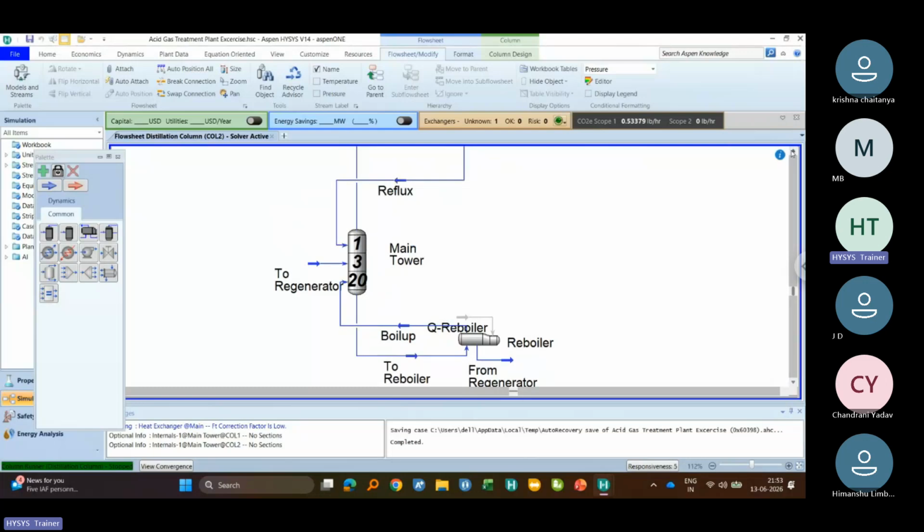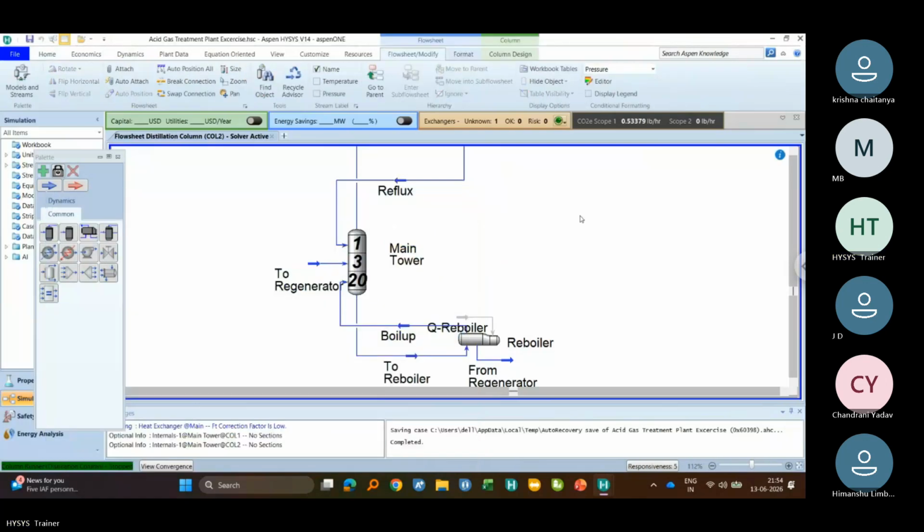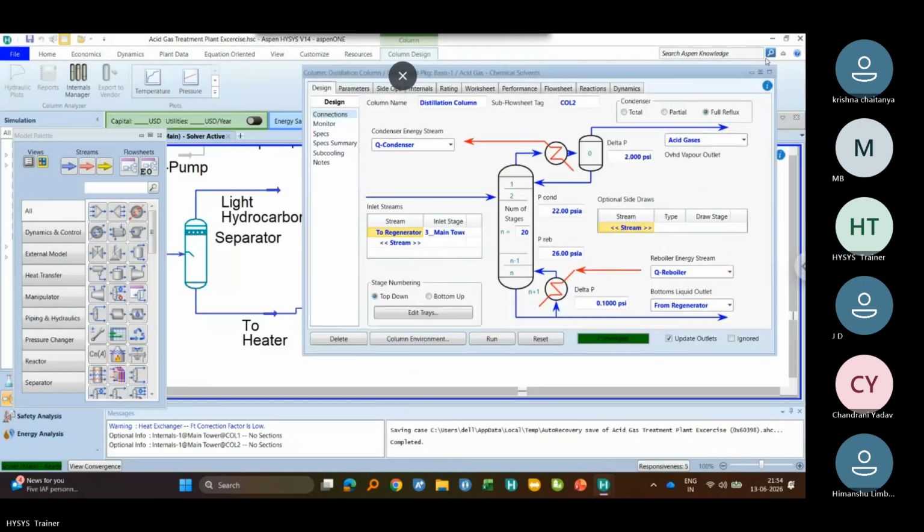By entering into the column environment, you can have a more detailed overview of how the reflux liquid inlet is going, and for each and every stage, it will show you the detailed information. You will be entering into the column environment. How do you go back to your flow sheet again? You just need to simply click on this, go to parent environment. Click on this and you will see that the entire flow sheet will be there in front of you.